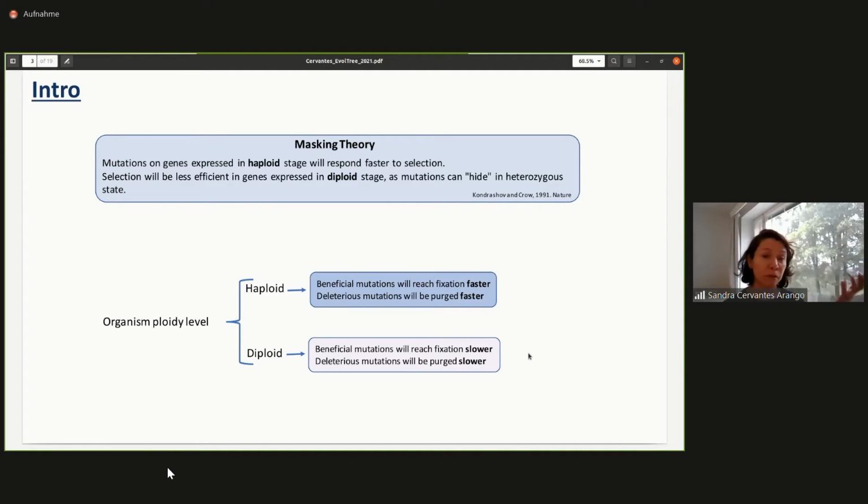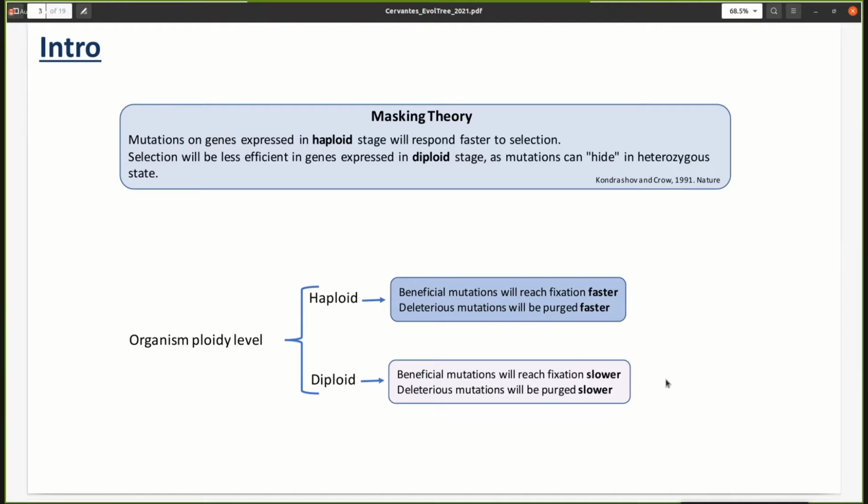The reason for this is simple. If we have a mutation in a diploid individual, the mutation could be deleterious or beneficial. If the mutation is in a recessive state, it will be able to hide from selection in the heterozygous state. But if we have a mutation in the haploid state, this mutation is going to manifest immediately and it will either reach fixation or be purged immediately. These expectations are known as the masking theory.